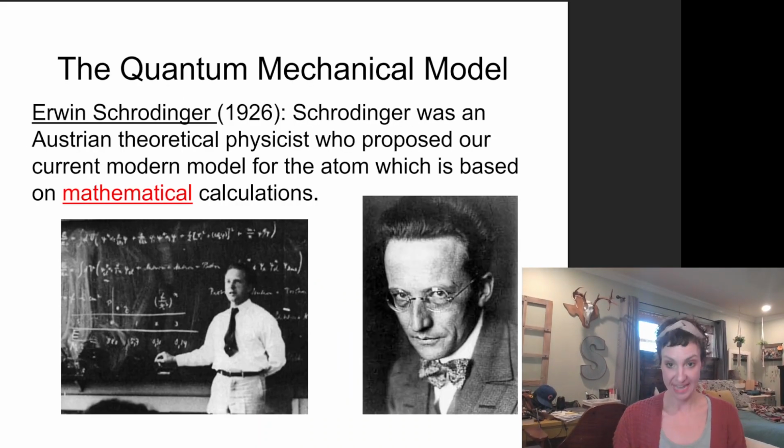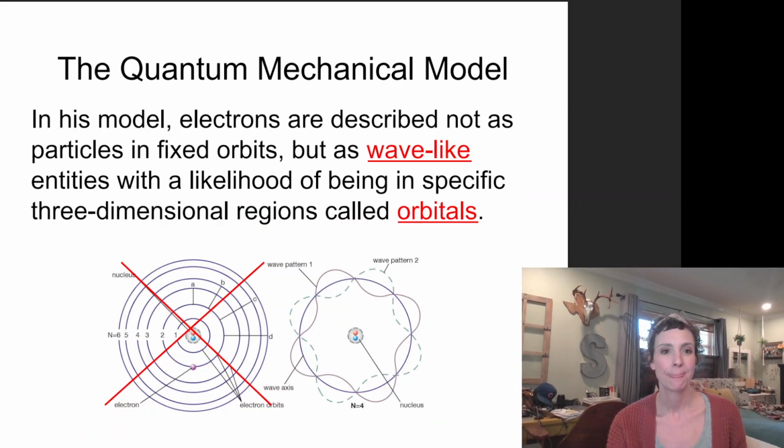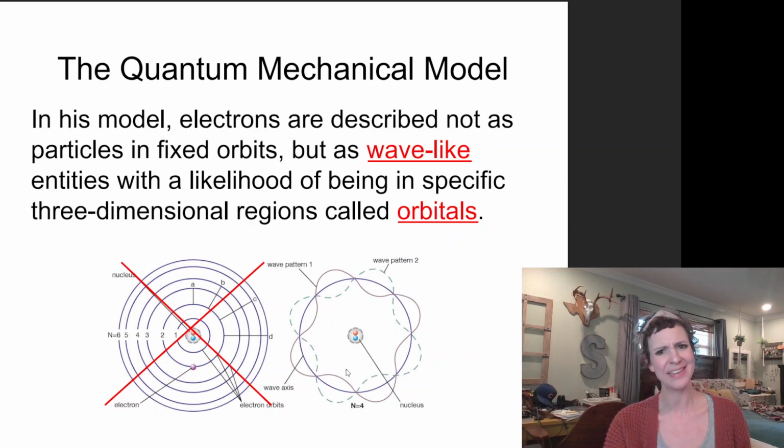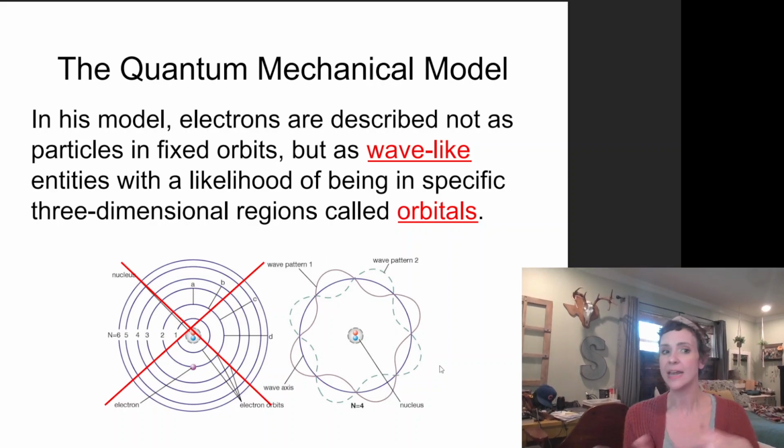So the quantum mechanical model. Erwin Schrödinger was an Austrian theoretical physicist who proposed our current model for the atom, which is based on mathematical calculations. And y'all are like, oh no, do not be afraid. With the quantum mechanical model, electrons are not described as particles that orbit in fixed orbits, but more like wave-like entities with a likelihood of being in a specific three-dimensional region called an orbital somewhere outside of the nucleus.